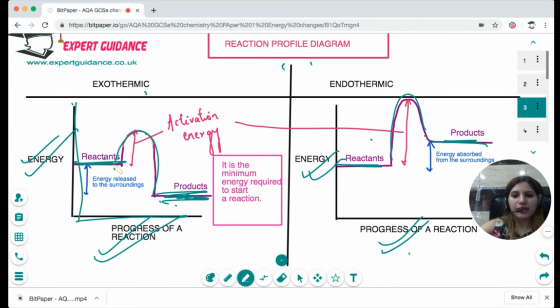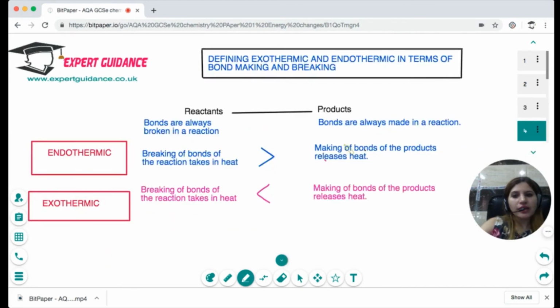This bump, which is above the energy of the reactant, the highest point, is the activation energy. You should remember it. This is the minimum energy that every reactant should have to start the reaction. And the difference in the energy of the reactants and product is the heat released or absorbed. In case of exothermic reaction, the difference in the energy of the reactants and product is the energy released to the surrounding. And in case of an endothermic reaction, this difference is the energy absorbed from the surrounding. Okay, so I hope this is clear to you.